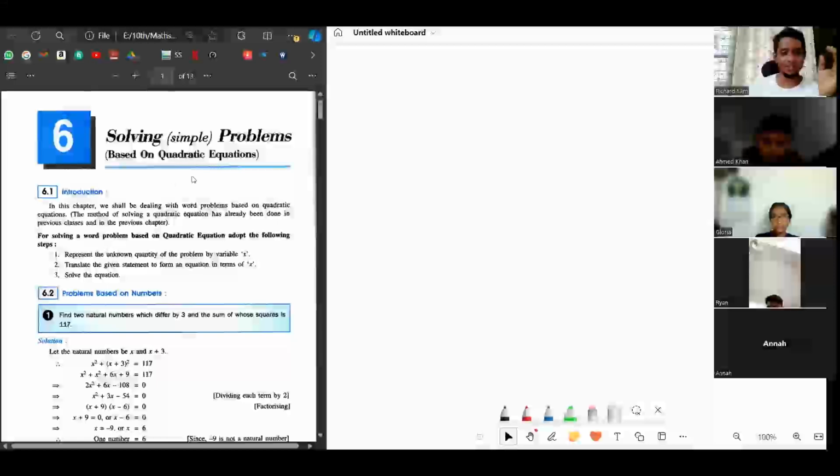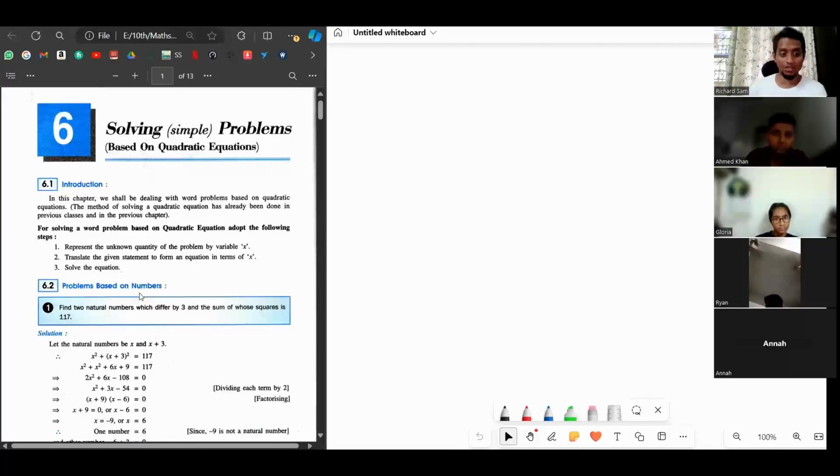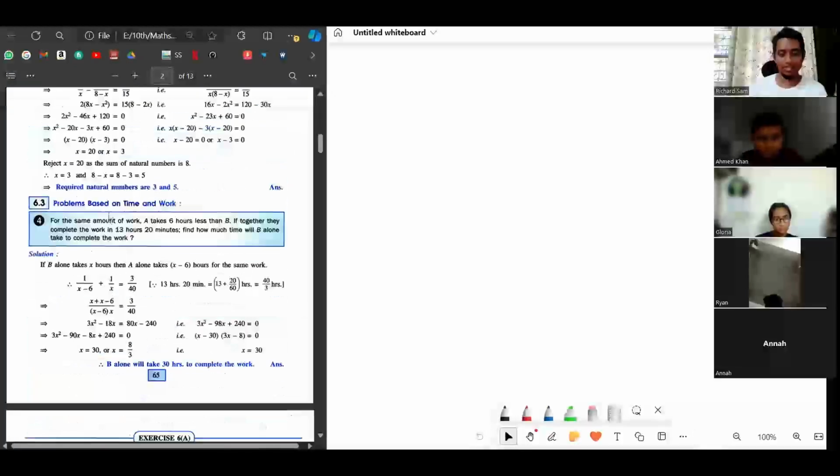Okay, so in problems based on quadratic equations, you have so many different types of questions. The first type is based on numbers. Then you have questions based on time and work. How is time and work related to each other? How much work is done and how much time? Are they directly proportional or inversely proportional?